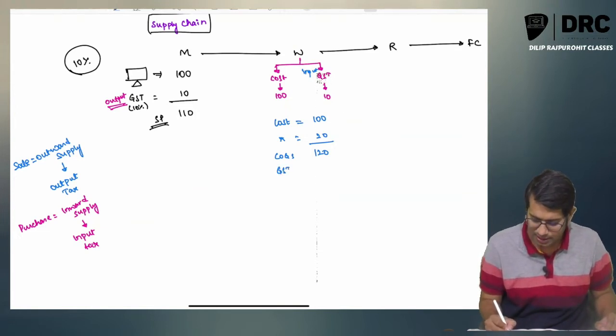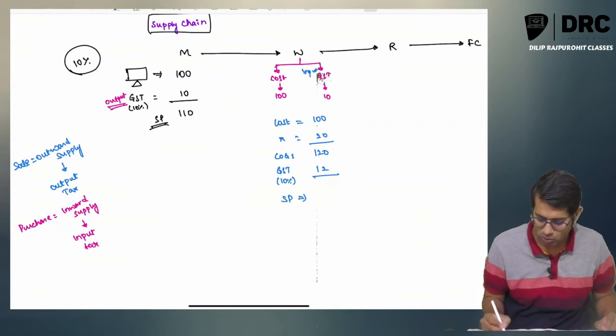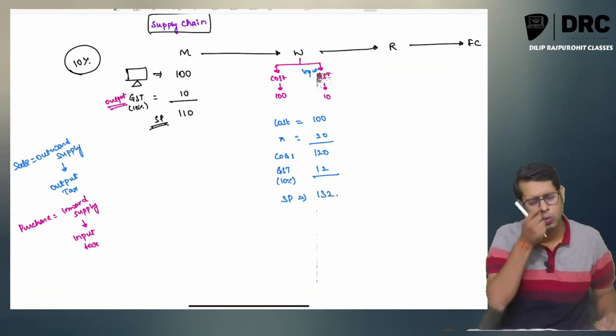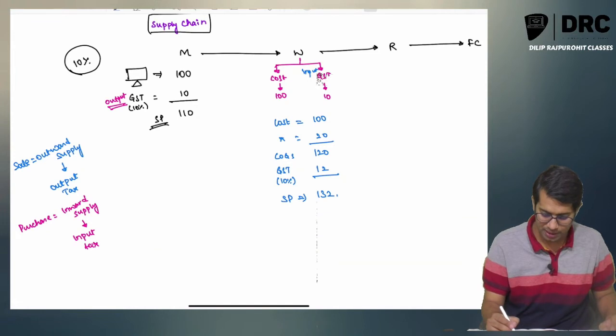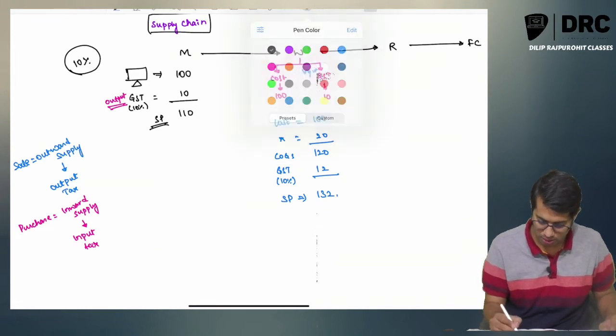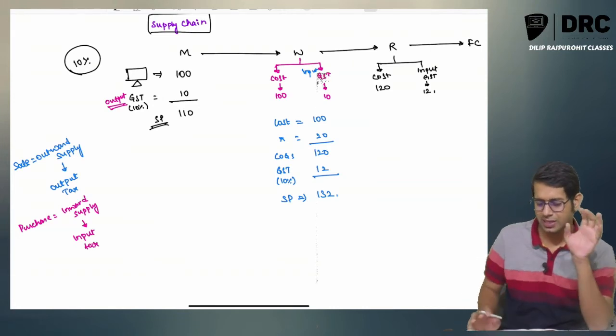So at the time of sale, he has to pay GST. 10% GST. How much GST has to be paid? 12 rupees GST. So the total selling price will become 132 rupees. So similarly, for the retailer, he will divide this amount into 2 arrow marks. For him the cost will be 120 rupees, and for him the input GST will be 12 rupees.